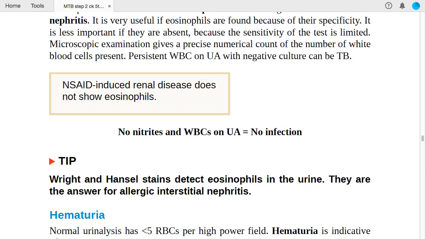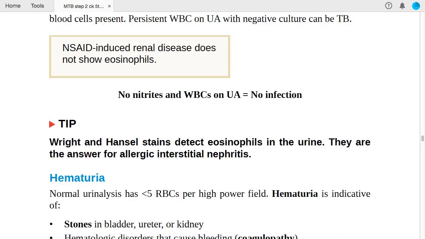Now the tip for us is, Hansel stain detects eosinophils in the urine. So this special staining, the Hansel stain, detects eosinophils in the urine, and they are the answer for allergic interstitial nephritis. If you want to know that this is all because of eosinophils, how are we going to detect it on the basis of staining? That is the Hansel stain, and then we can say clearly if this stain is positive, it means that eosinophils are there, and if eosinophils are there, that means it's a case of allergic interstitial nephritis.